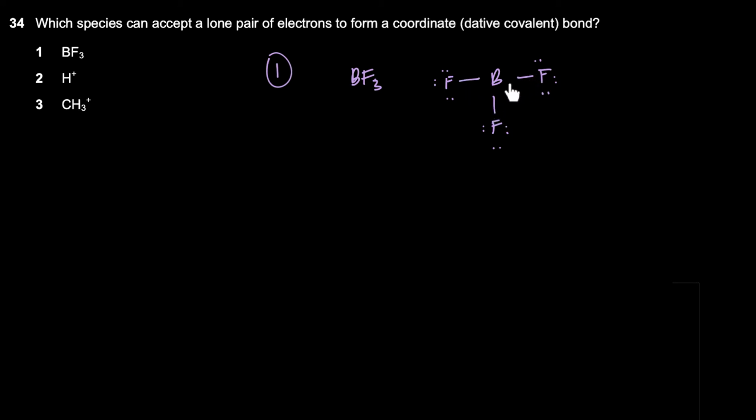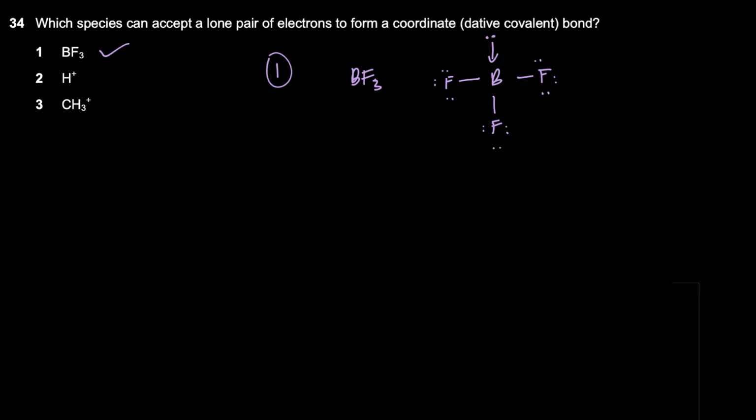So even after bonding with each of these fluorine atoms, if you look at the number of electrons surrounding boron, now we have 2 plus 2 plus 2, which is 6. So it can still accept a pair of electrons to complete an octet. We know that period 2 elements such as boron can complete the octet. So what we have over here is that it can indeed accept a pair of electrons. So then we can say that one will be able to accept a pair of electrons.